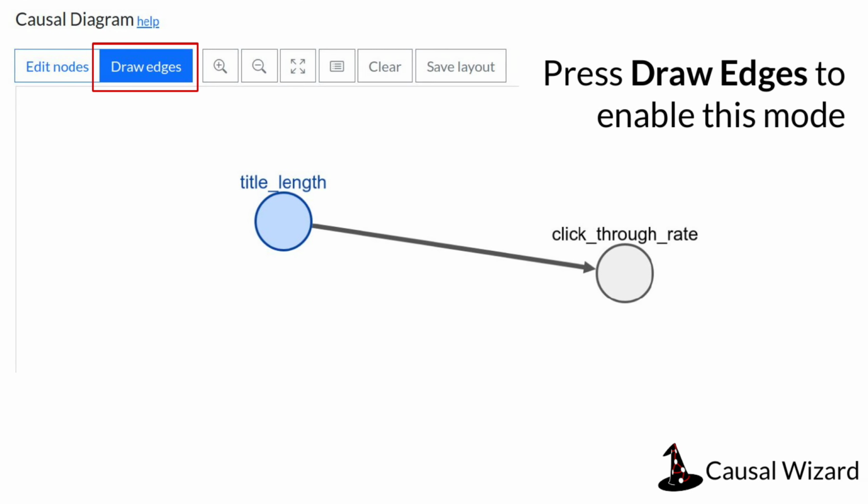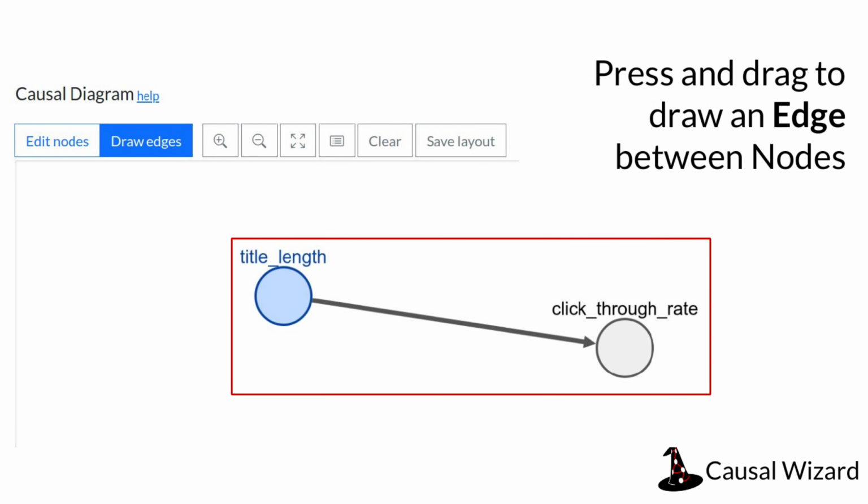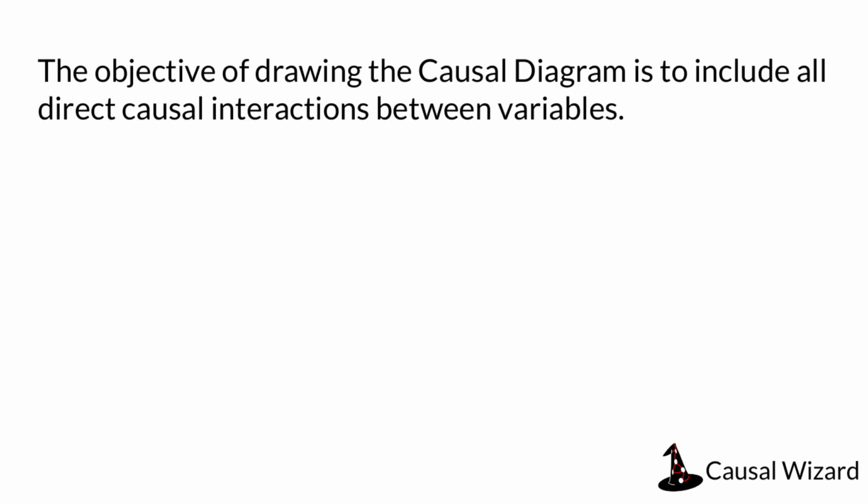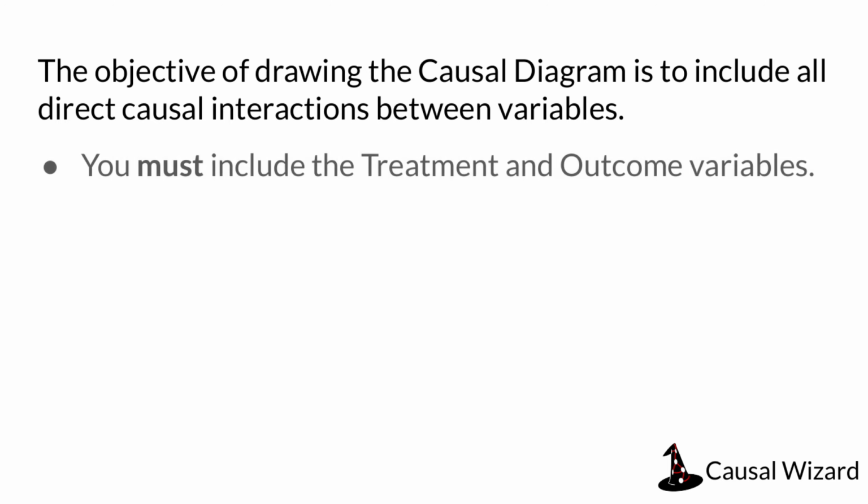Press the Draw Edges button to draw edges between nodes. Press the mouse on a node, and drag the arrow to another node, to draw an edge between them. The objective of drawing the causal diagram is to include all direct causal interactions between variables. You must include the treatment and outcome variables.